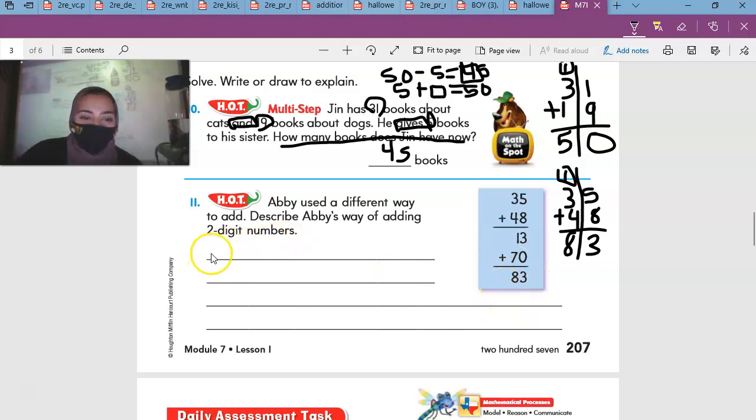So what did Abby do? Abby added the ones place, and then the tens place, and then added the ones and tens together.